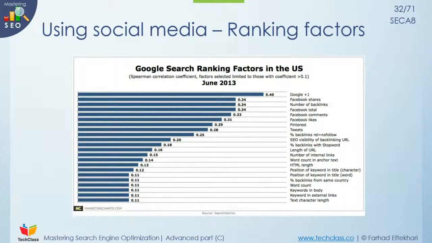And here are also the Google search ranking factors in the USA. As you can see, in June 2013, they mainly relied on this Google plus one ranking. So the more people press Google plus one on your page, the more reputation Google considers for your web page and website and the other parts as well. So if you want to have a significant impact for search engine optimization from social media, then definitely you have to consider these aspects as well.